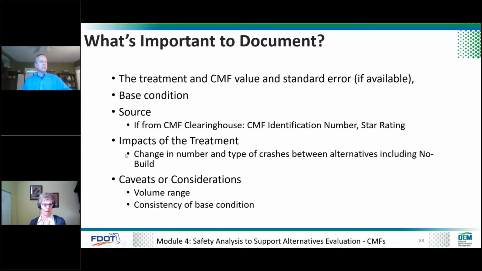And then what are the impacts and what are the caveats? There are always caveats. It's never as clear as I just made it look. Maybe there were no CMFs within your volume range, but your judgment says it's reasonable to use it. Well, then explain that. Or maybe there are no CMFs with the exact base condition, but for some reason it matched based on your judgment. Document that.